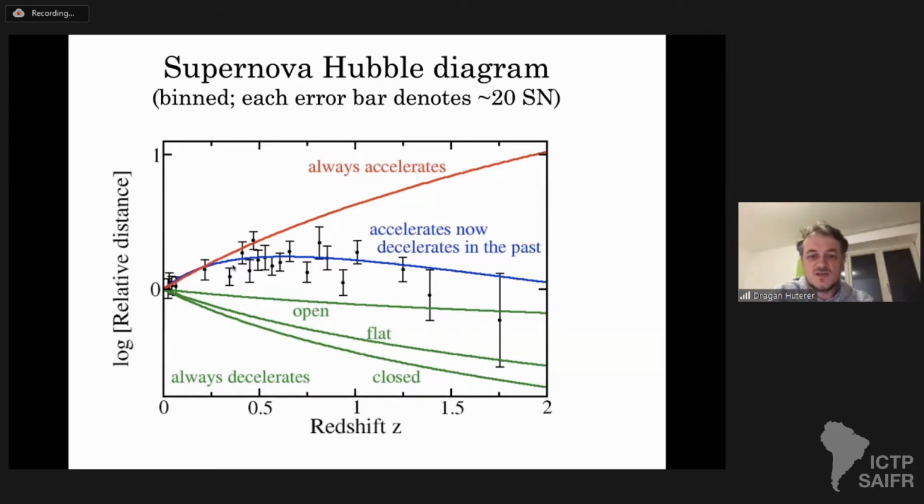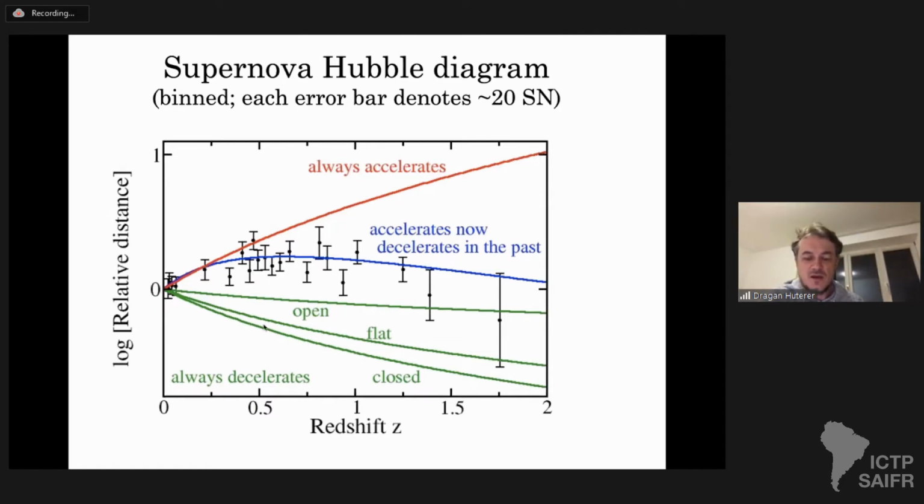Of these curves, the one that's favored is the one that accelerates now and decelerated in the past. That's the universe with dark energy. This is for a popular talk: all of the cases of matter only, open, flat, or closed, are disfavored. And the one that always accelerates, first of all, wouldn't form any galaxies to begin with, and that's disfavored by the data.